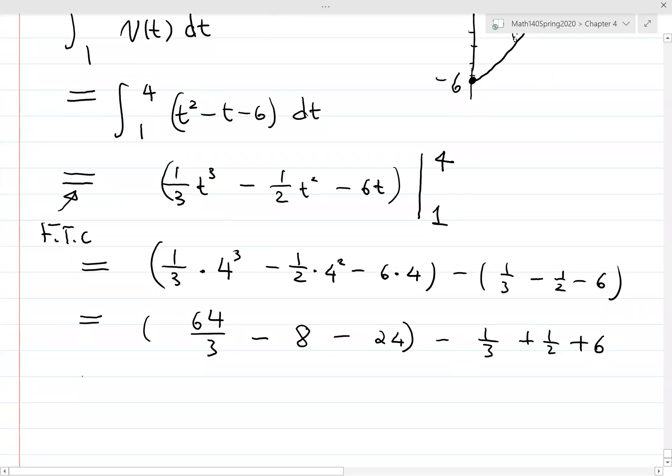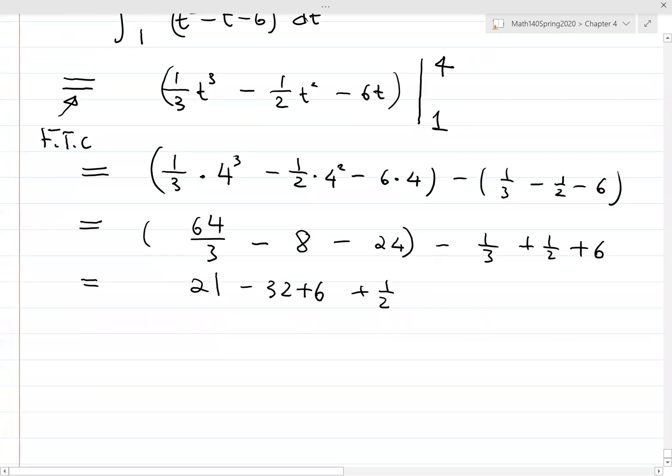Okay, 64 minus 1/3, then we get 63 over 3. So we get 21. And then minus 32 plus 6 plus 1/2. Okay, so this is -9 plus 6 plus 1/2. So it's -3 plus 1/2.